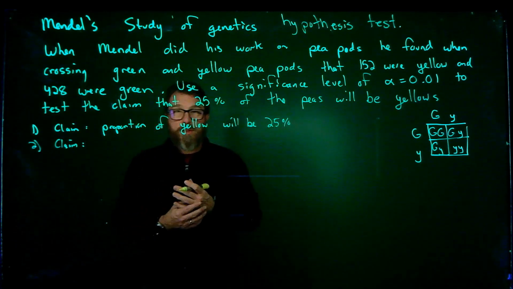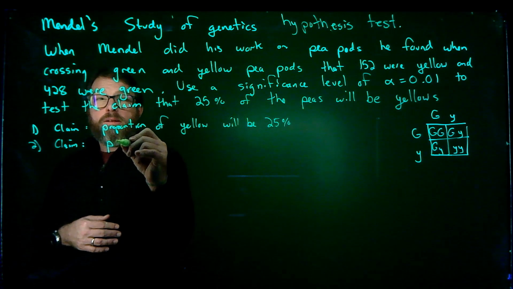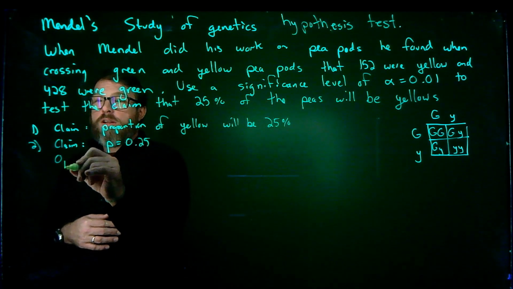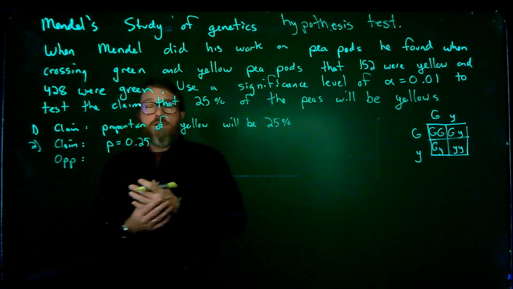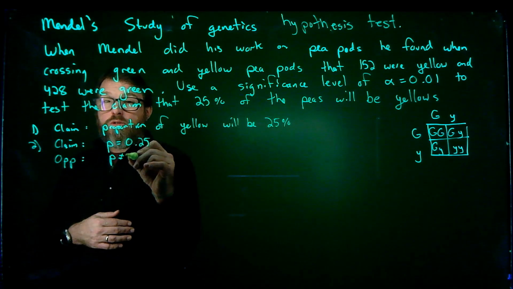Now, step two, what we'd like to do is set up the claim, and we're going to put this in symbolic form. So proportion, being p, is going to be equal to 0.25, and then next we want to do the opposite of that. So either you are equal to 25% or the opposite is going to be not equal to 25%.